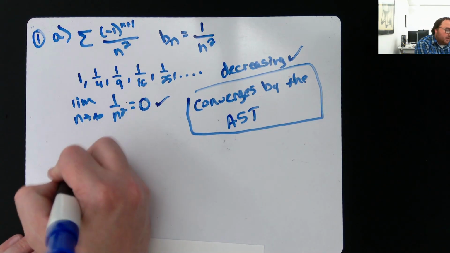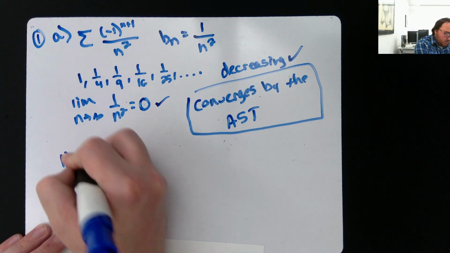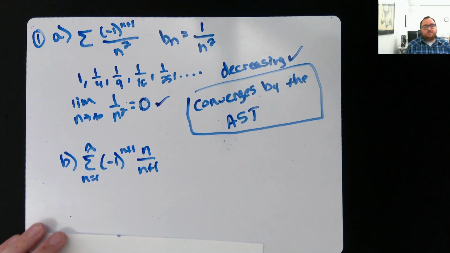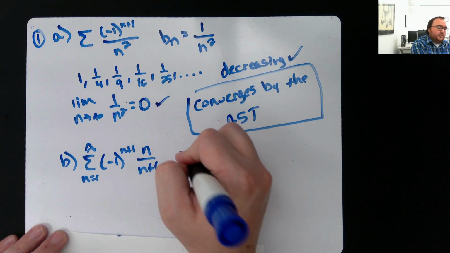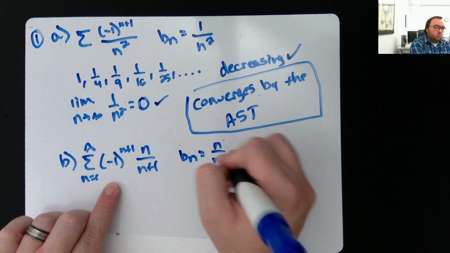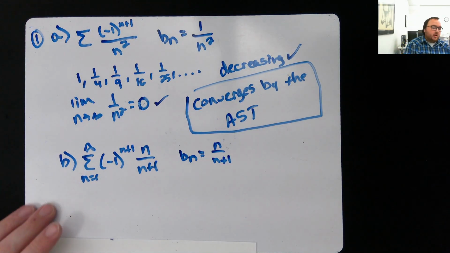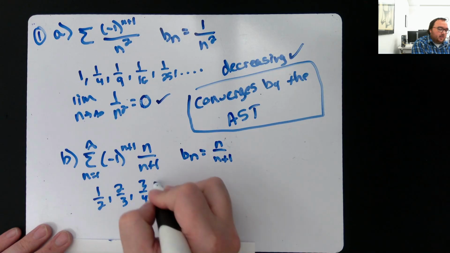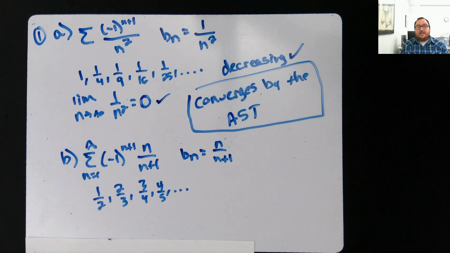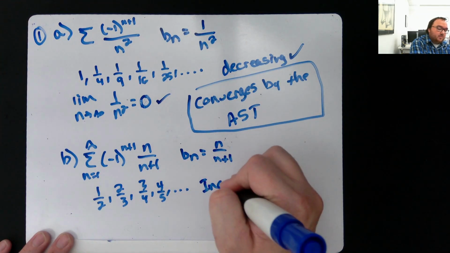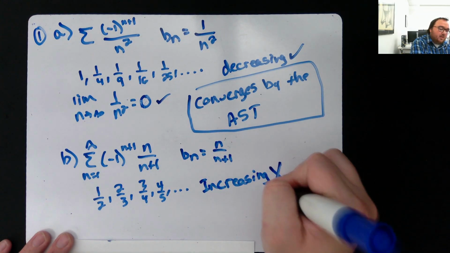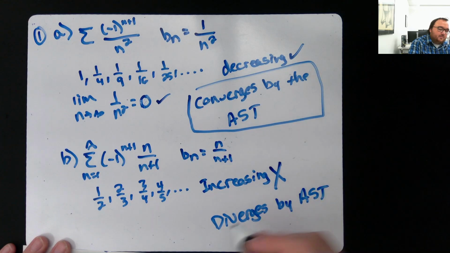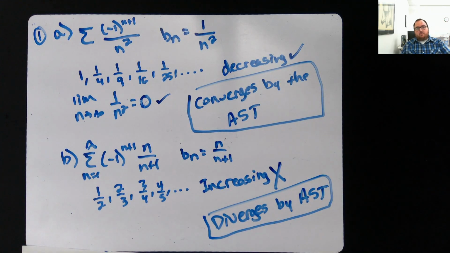Example B, it's the sum from n equals 1 to infinity of negative 1 to the n plus 1, n over n plus 1. So for this one, again, our b_n is just everything except for that, so n over n plus 1. Let's list some terms there. Plug in a 1, you get 1/2. Plug in a 2, you get 2/3. Plug in a 3, you get 3/4, and then 4/5, on and on. Notice here, this is increasing. So I can go ahead and already stop and say this diverges by the alternating series test. Because my terms are growing, so no good.